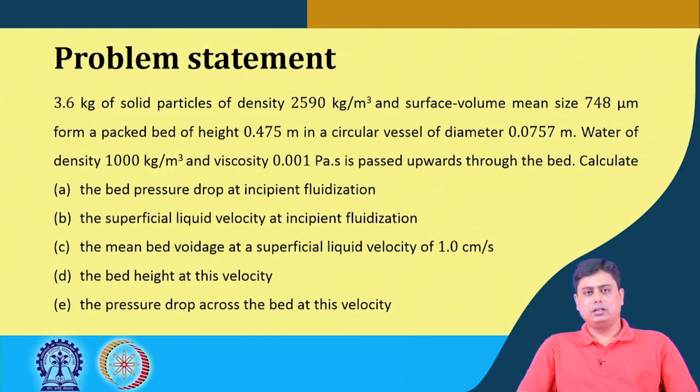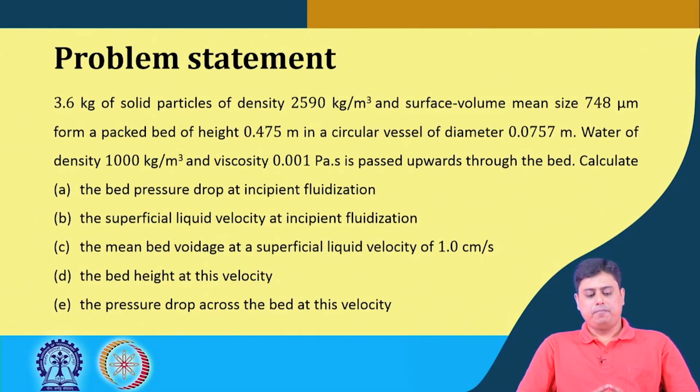We have to calculate the bed pressure at incipient fluidization, the superficial liquid velocity at incipient fluidization, the mean bed voidage at superficial liquid velocity of 1 centimeter per second. We have to find out the bed height at this velocity, which means the superficial velocity of 1.0 centimeter per second, and the pressure drop across the bed at this 1 centimeter per second of superficial liquid velocity.